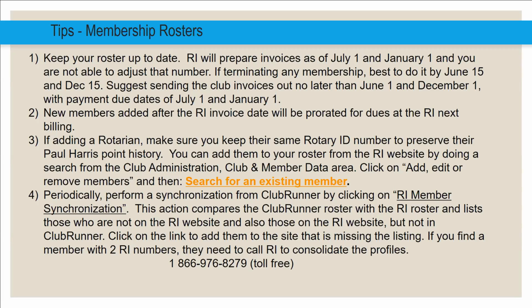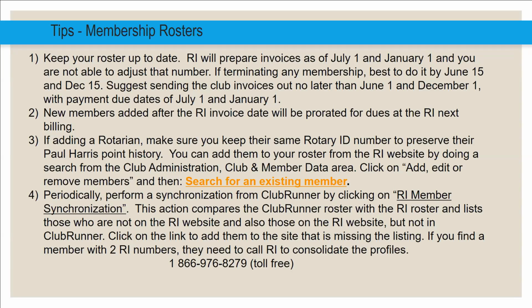Okay. So you want to keep your roster up to date, and then Rotary International will prepare the invoices as of July 1st and January 1st. So you need to make sure that your roster is accurate on those dates, because if you have someone in there that is quitting, you're going to get billed for it. And those invoices from Rotary International are not adjustable. They cannot revise it. So you're going to be billed for whatever it says on there.